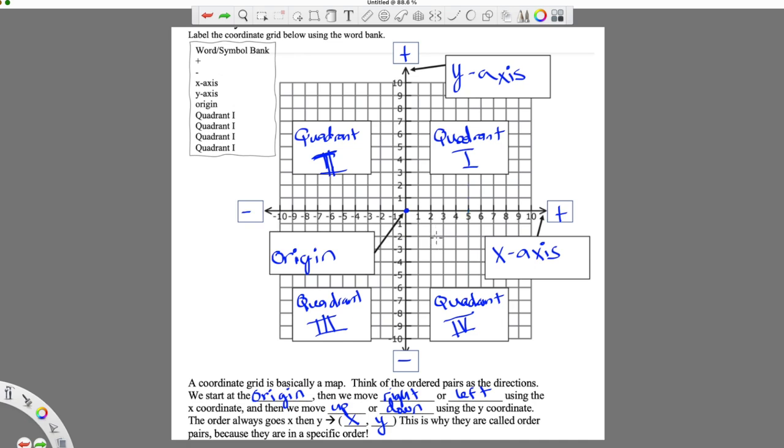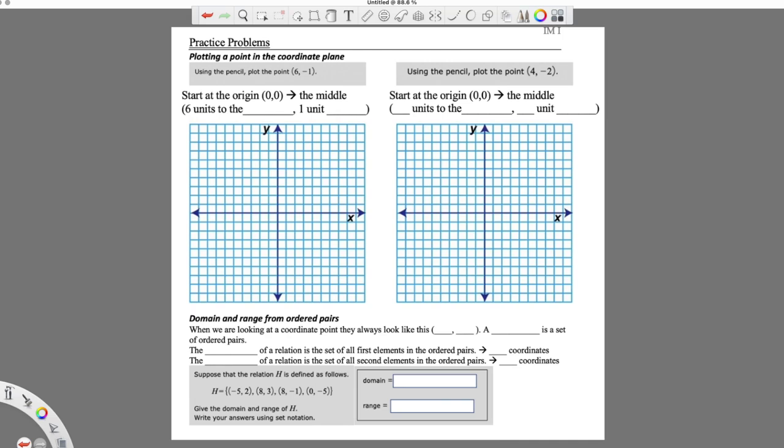It was just an example there. All right. And we're going to look at the problem right below that. So we're going to plot a couple points here. So using the pencil, plot the point 6, negative 1.